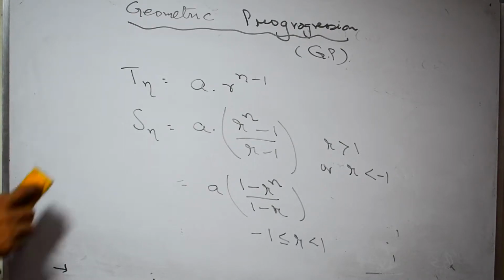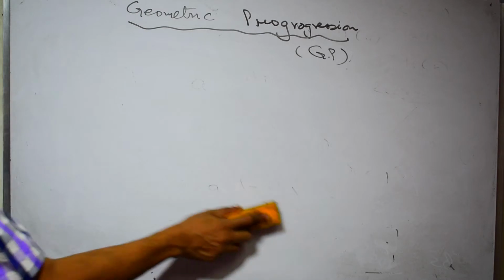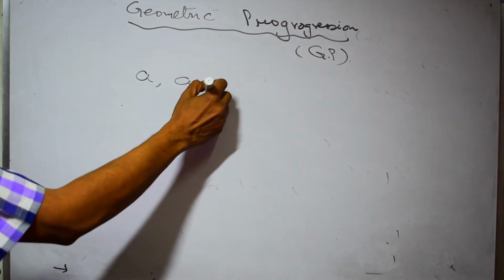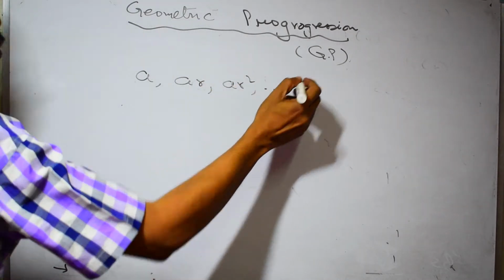So we can take an example. We have a sequence, and the sequence normally we write the first term is A, then second term is AR, then third term is AR square. In this way we proceed.